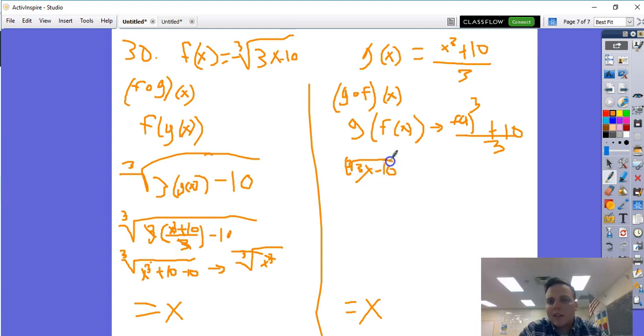I really do apologize. Minus 10. Okay, so I plugged in the f function, but it needs to be cubed. So I'm going to close this parentheses, and I'm going to cube it. And then I'm going to say plus 10 divided by 3. Once again, I expect to see work, okay? I don't want you skipping steps on this.